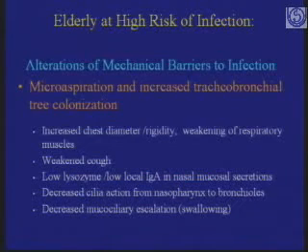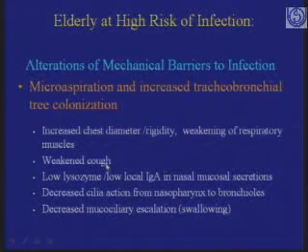So there are certain physiological changes that occur with increasing age which put these patients at much risk. The first is an alteration in the mechanical barrier to infection. There is always microaspiration occurring, and because of these microaspirations the tracheobronchial tree keeps getting colonized again and again, and if this colonization becomes invasive, these patients tend to develop respiratory infections. There are problems with weakened cough, so patients are not able to expectorate these aspirations.